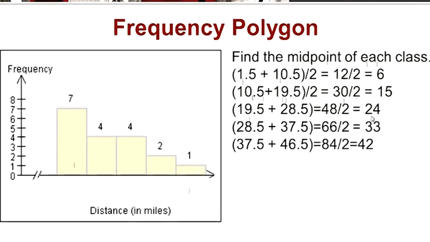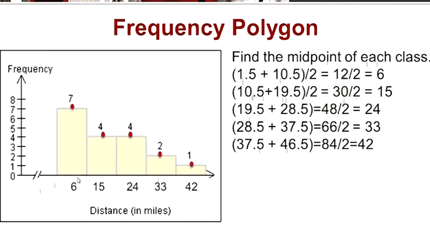The third class gets a midpoint of 24. The fourth class, 33. And the last class has a midpoint of 42. So we're going to put those numbers underneath the middle of each of your classes, which are the bars. And then at the top, we're going to put a little dot that represents that point.